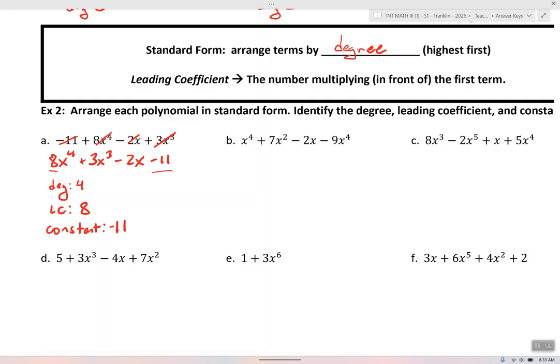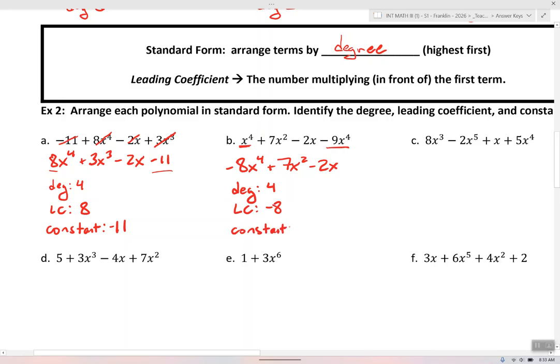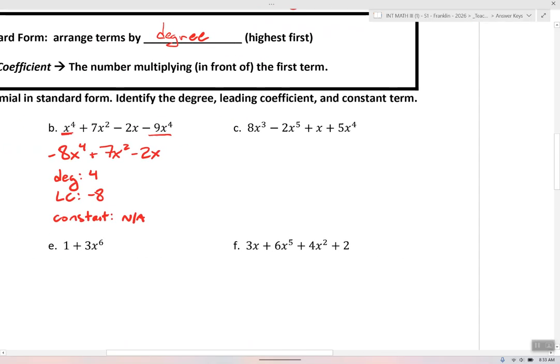Now we should combine like terms here. X to the fourth minus 9x to the fourth. We can combine those because they have the same degree. So we get negative 8x to the fourth plus 7x squared minus 2x. So this has a degree of 4 again. Its leading coefficient is negative 8, and it does not have a constant term because we have an x on our last term there.